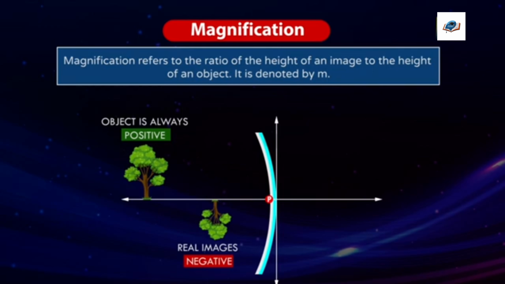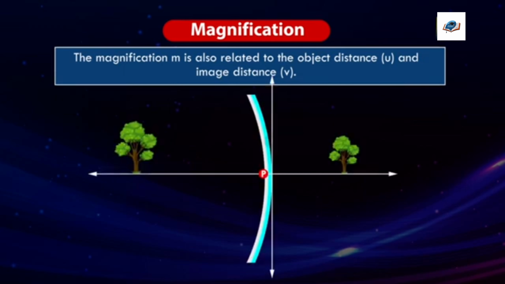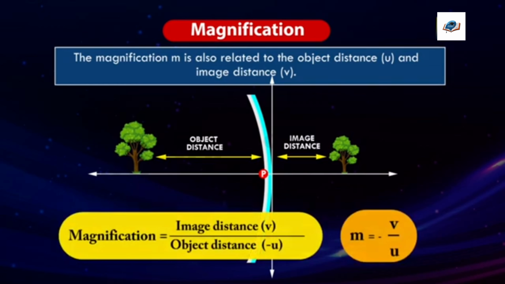We can also find magnification by comparing the image distance and object distance. We know that image distance means the distance between the mirror and the image, and object distance means the distance between the mirror and the object. So magnification is equal to image distance by object distance. That means m is equal to minus v by u.